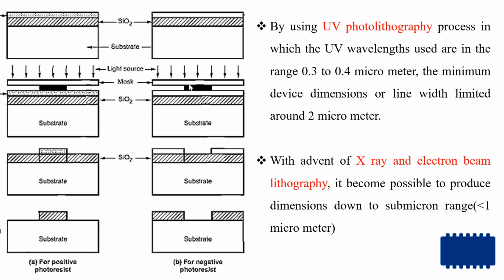So we expose the mask with a light source, UV or X-ray. When we expose the light source on top of the mask, the required portions will withstand and the rest of the portion will be washed off. So the required pattern will get formed. So this is the process of photolithography.